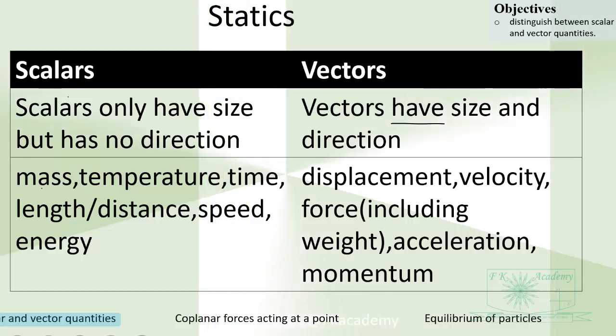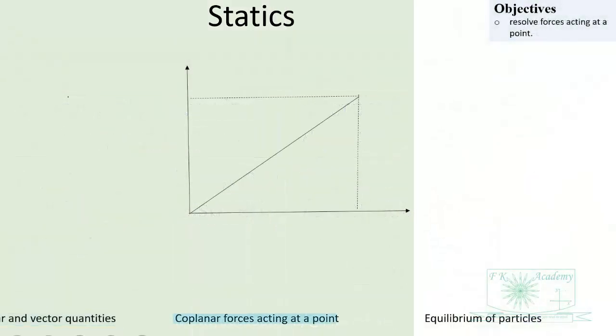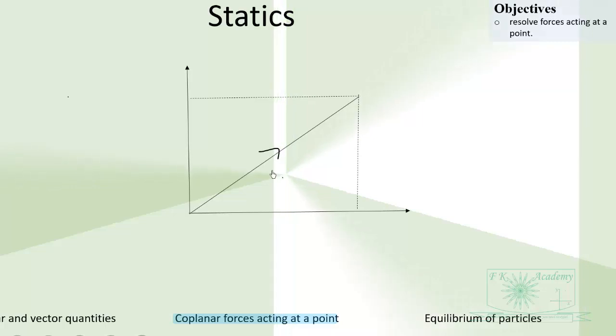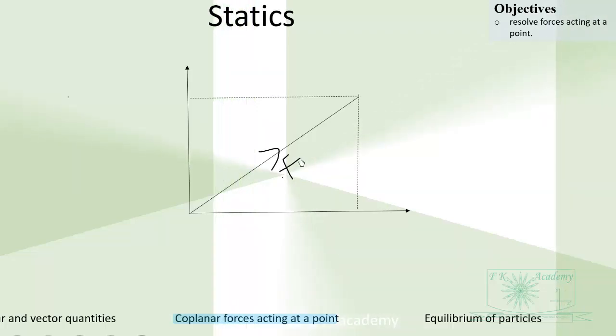Now let's consider coplanar forces acting at a point. Coplanar means in the same plane or of the same plane. So we are going to see how we can resolve forces acting at a point in the same plane. Now we have a force here. Let's call it F. Now this force F, to resolve this force means we want to find the vertical and the horizontal component of the force.